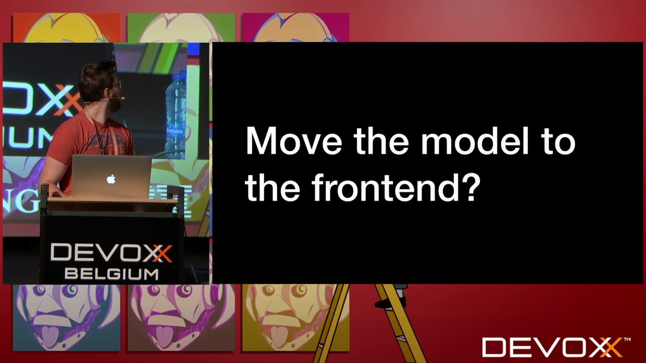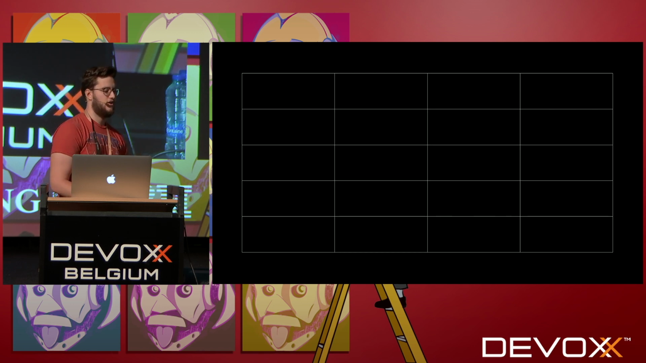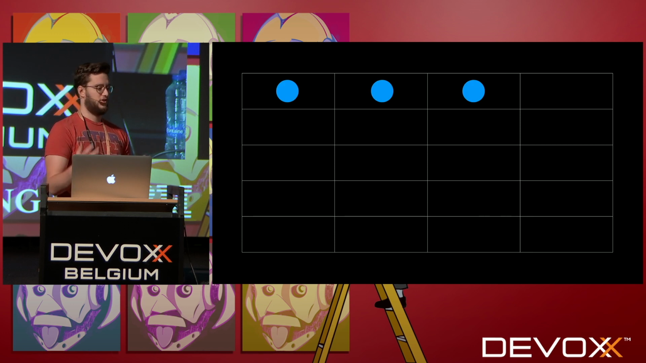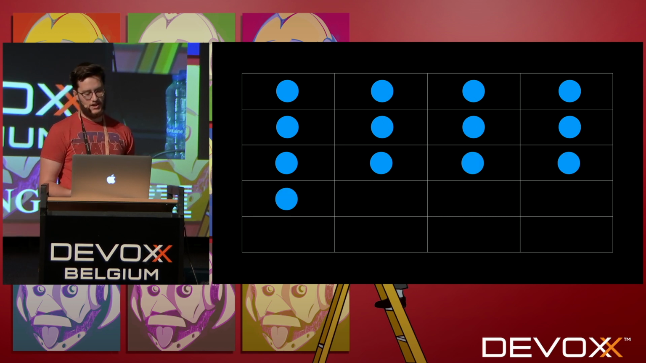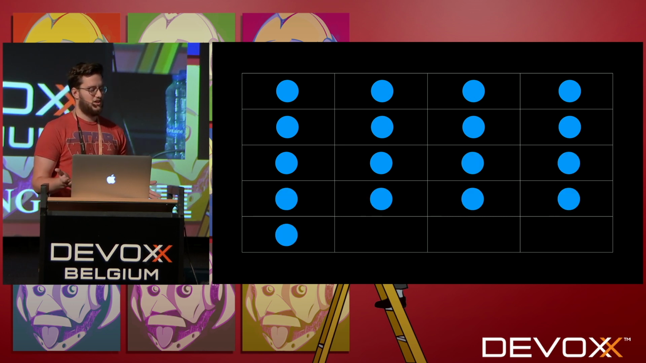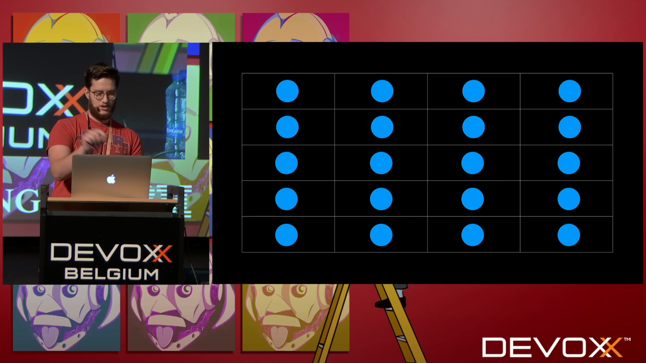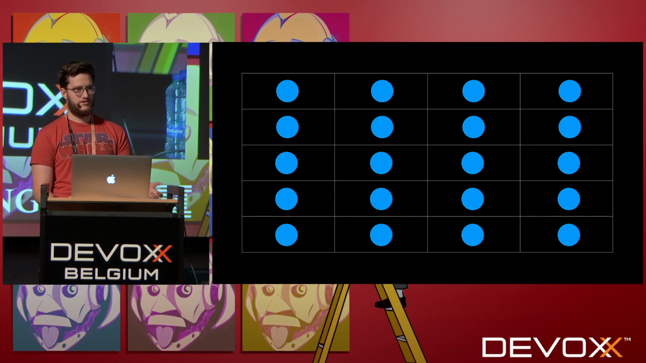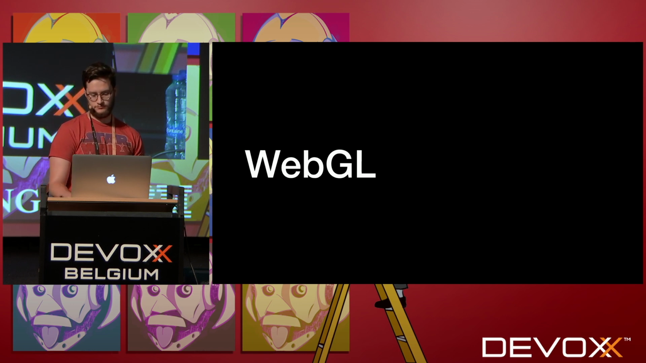Back to the slides. Deep learning is a bunch of matrix math. In JavaScript, we don't really have threads, so we have to go through each element in the matrix one by one. This takes kind of a long time. For most cases, not too long, but when we're dealing with images and lots of layers, going layer by layer, or cell by cell, takes a lot of time. It adds up. And that's where WebGL comes in handy.